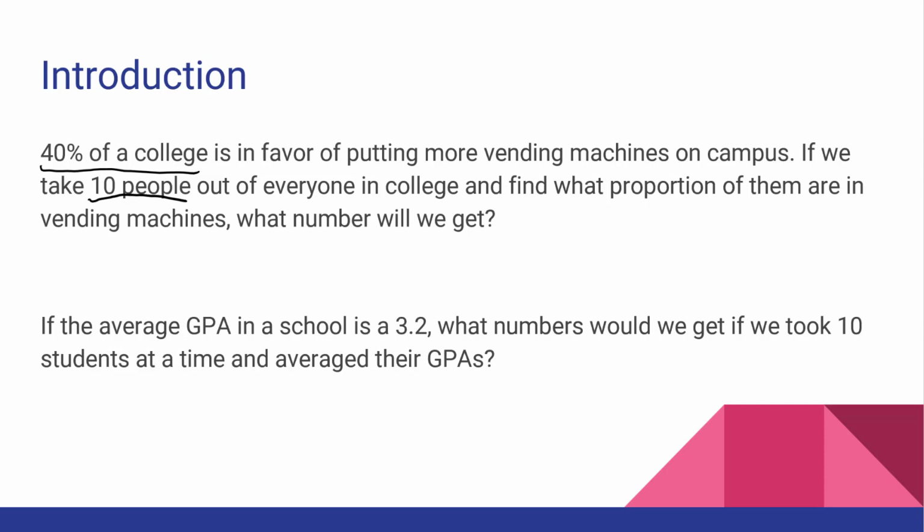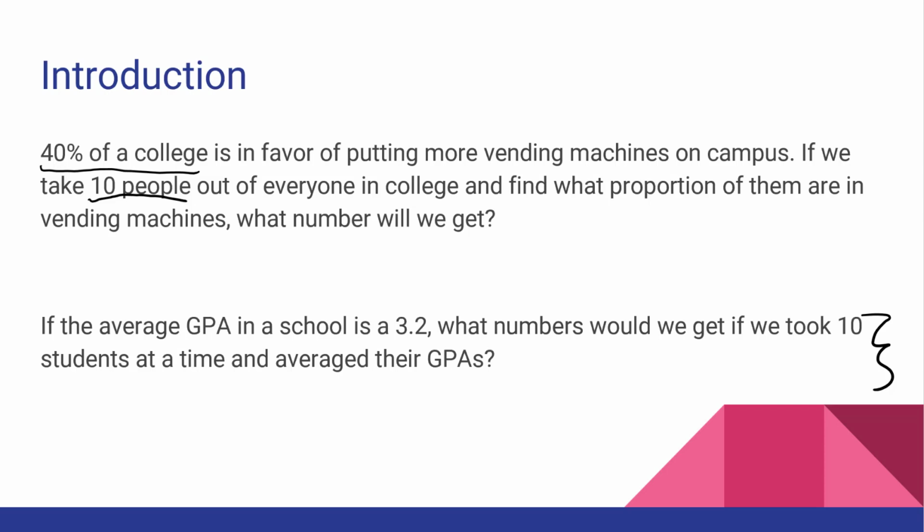So you already know right away that the proportion is going to vary from sample to sample, and this is a really important thing to keep in mind. Although the population center of the proportion of people in favor of the vending machines is 40%, what we actually get from samples is going to fall around 40, but it's going to vary between samples. So that's for proportions. For means, we have a similar situation.